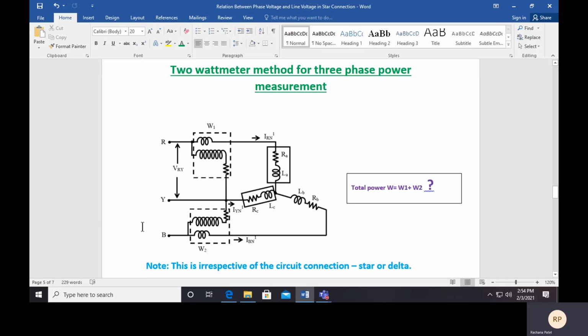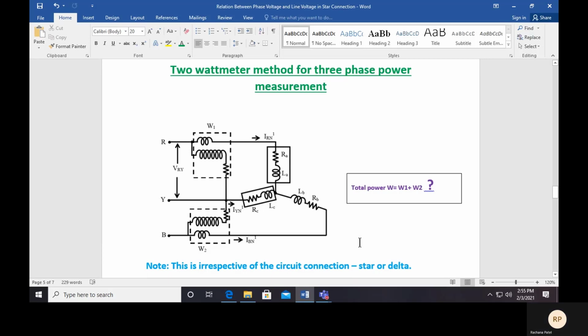For that, this is the circuit required to consider. We can observe that this is R and L, so an RL load is there. For wattmeter 1, the connection is like this. Its current coil is connected with R. Its potential coil is connected between R and Y. In the same way, for wattmeter 2, the current coil is connected with B and its potential coil is connected between B and Y. It means the Y line is common for W1 and W2's potential coils.